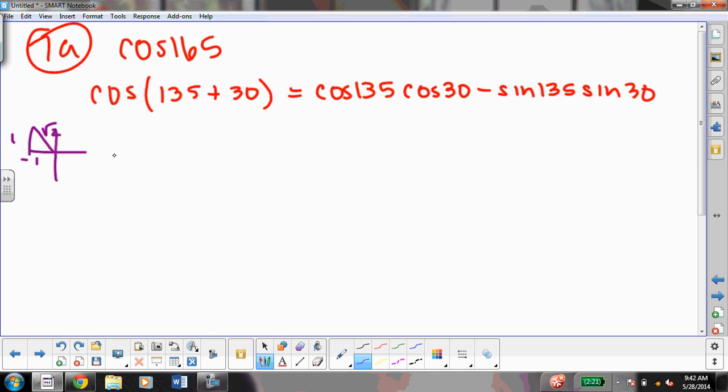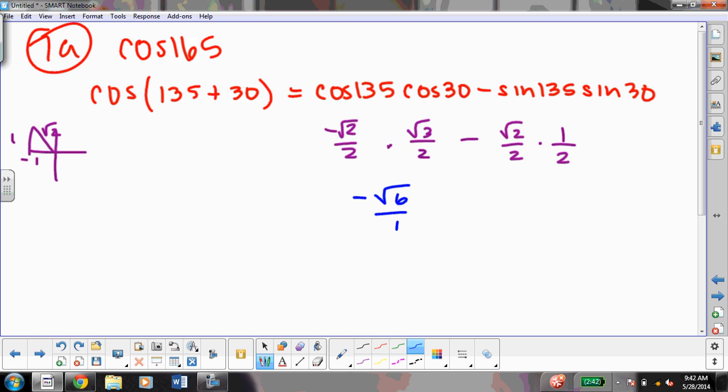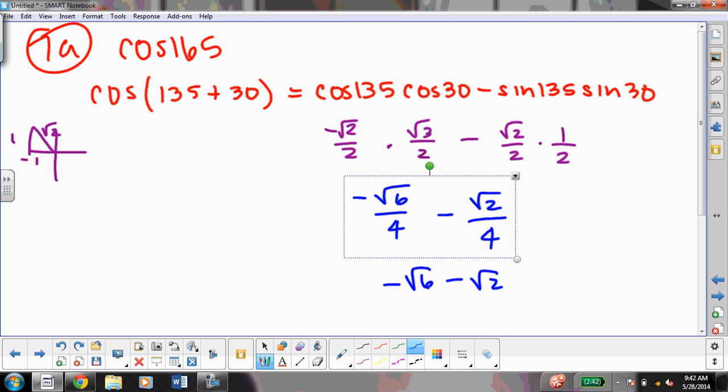135 is a 45, 45, 90 triangle. So the cosine of 135 is negative root 2 over 2. The cosine of 30 you should have memorized is just root 3 over 2. The sine of 135 is root 2 over 2 positive, and the sine of 30 is half. So we have negative root 6 over 4 minus root 2 over 4, which you can't really combine together. So you have negative root 6 minus root 2 over 4 for your solution here.